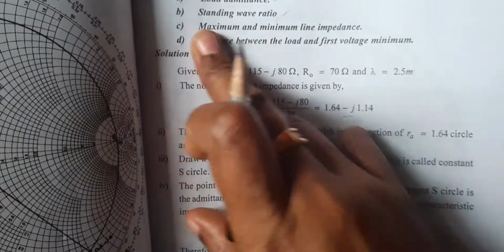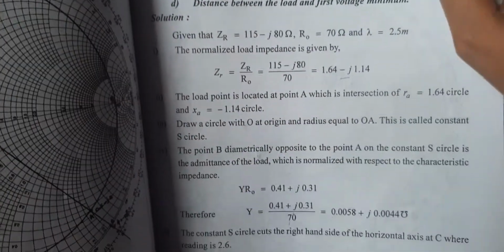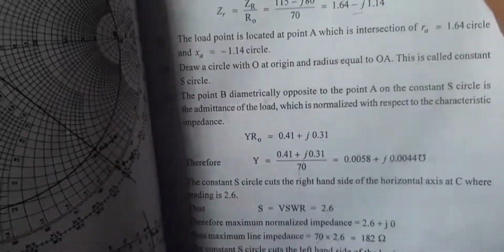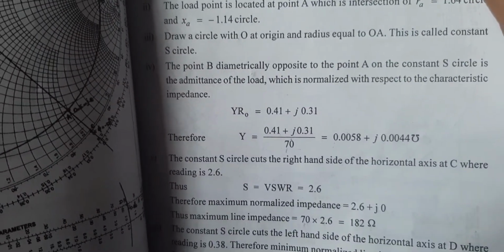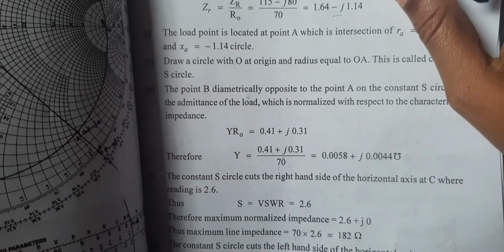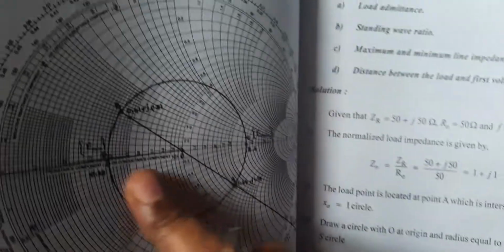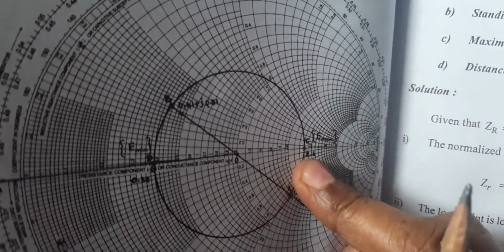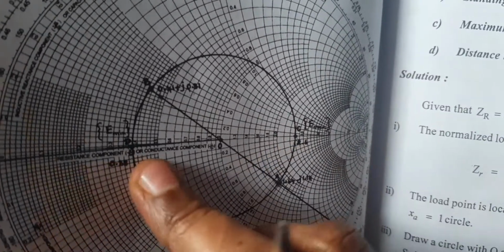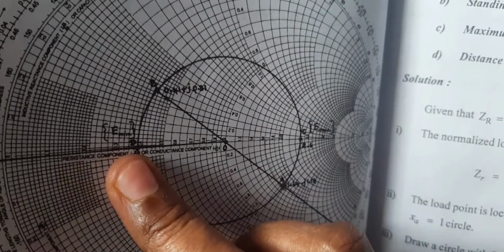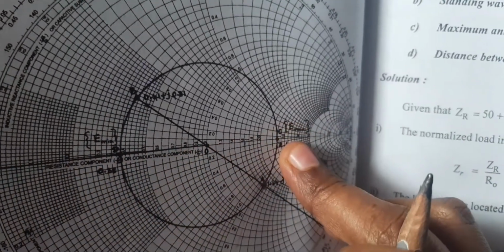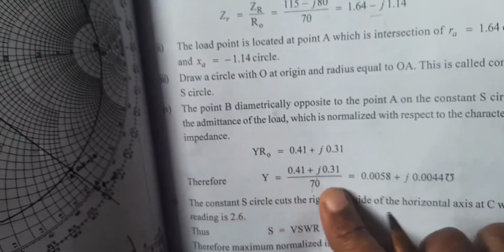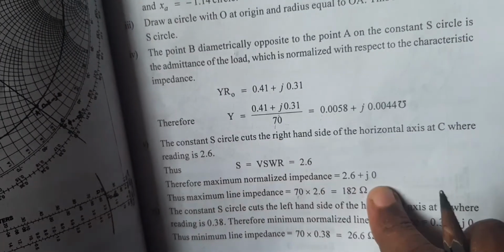Next is the maximum and minimum line impedance. How can you find the maximum and minimum line impedance? You know the VSWR value is the maximum normalized impedance, and the left hand side is the minimum normalized impedance value. So what is the maximum normalized impedance value? 2.6 plus j0.